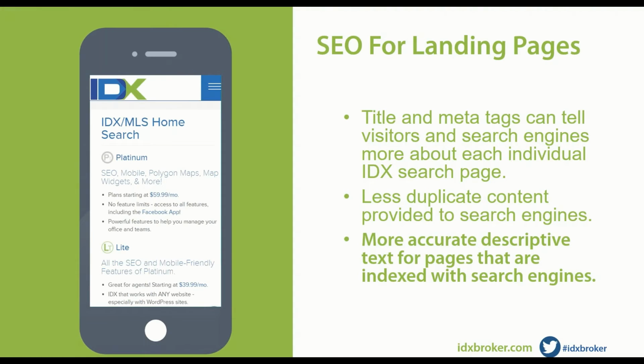So that's where you really want to make sure you're setting up these meta tags correctly and keeping your landing pages and your saved links separate, so those search engines will not recognize them as being the same. More accurate descriptive text for pages that are indexed with search engines is really important. In Google results, the meta description tag provides about 160 characters of descriptive page text.